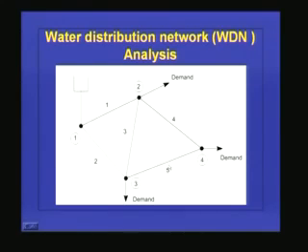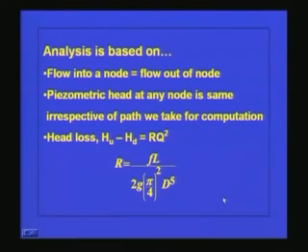So once I do this analysis, I will be able to see whether the pressure here at node 2 is more than what I require, and whether the velocity in pipe 3 is more than 0.6 meters per second or less than 2.3 meters per second, etc. So that way this analysis is very important. This analysis is based on 3 basic principles.